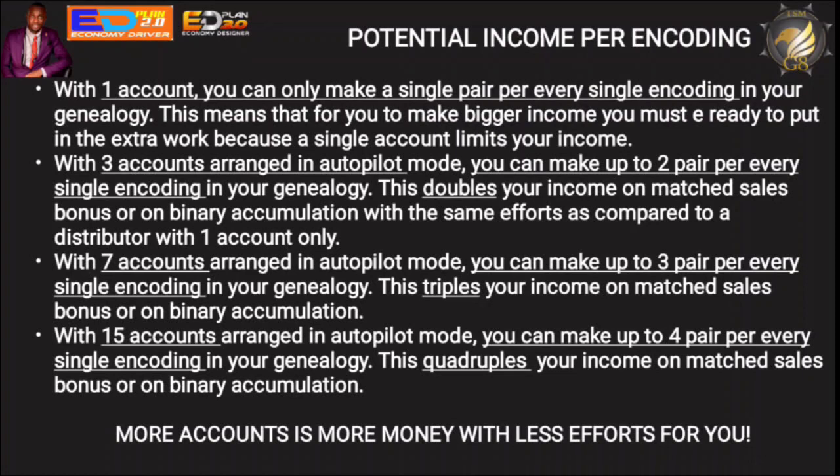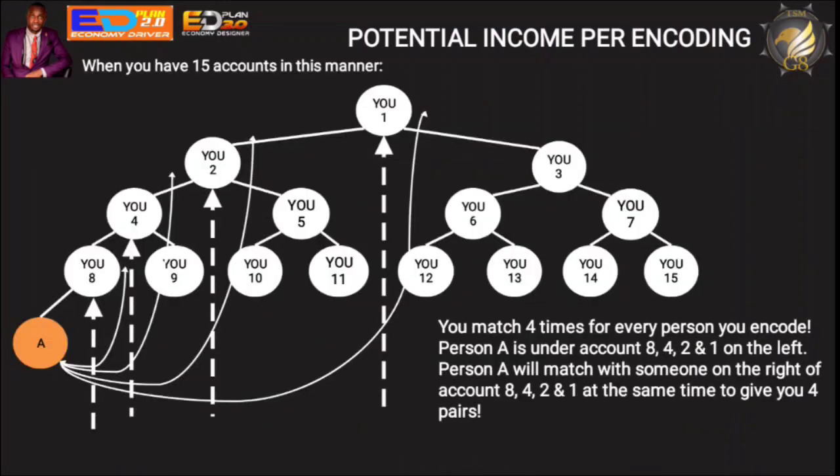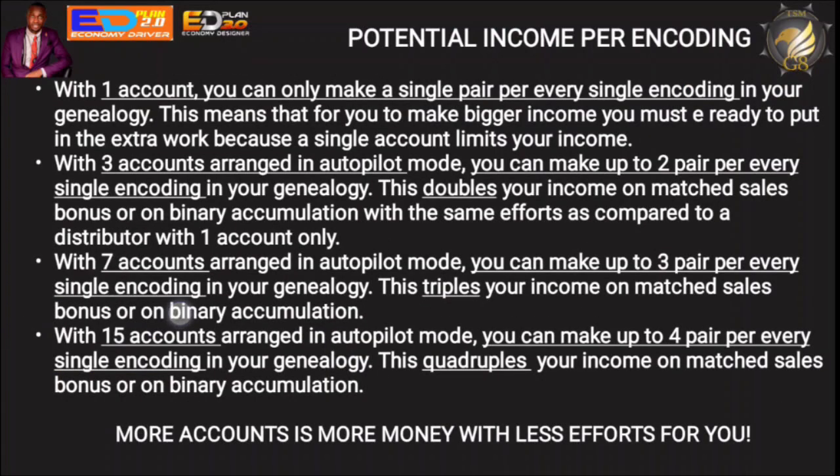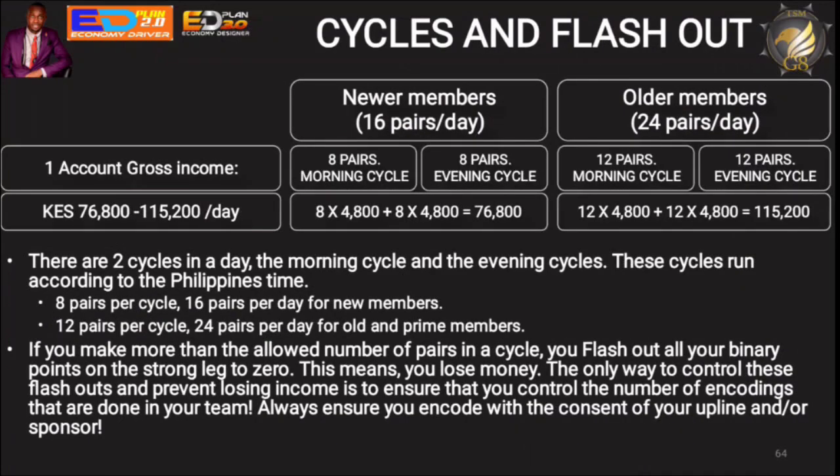And of course, the guy who is going to make the highest amount of money is the guy with 15 accounts, okay? So you'll make 4 pairs per every single encoding in your genealogy if you have 15 accounts arranged in autopilot mode. This quadruples your income on match sales bonus or on binary accumulation. More accounts is more money for you with less effort. So remember that. I believe I've been able to elaborate that and you've been able to understand, okay?